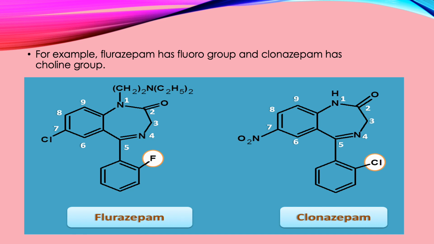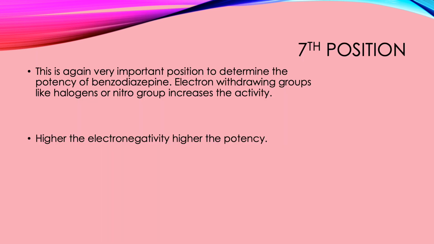In our fifth position, which has a ring attachment, if the ring is substituted in ortho position, there will be enhanced CNS depressant activity. The seventh position is also very important because it determines potency of benzodiazepine. So electron withdrawing groups like halogens or nitro group increase the activity.